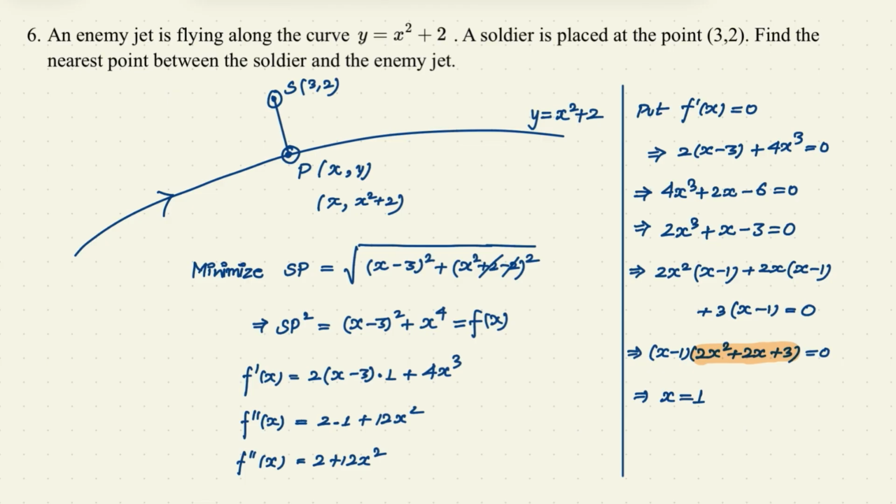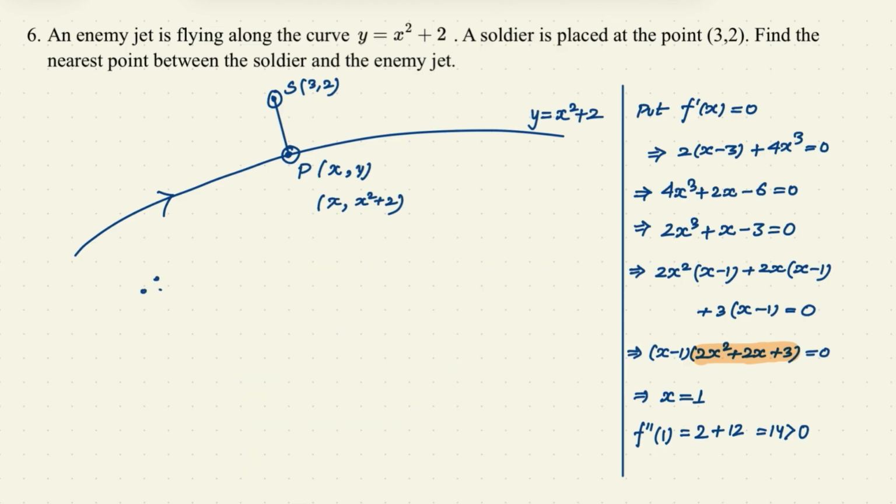So here if I put x equals to 1 in f double dash of x, then I'll get f double dash of 1 equal to 2 plus 12, which is equal to 14, and this is greater than 0. That means x equals to 1 is confirmed as the point of local minimum. Therefore x equals to 1 is the point of local minimum. And here we will not find the minimum values.